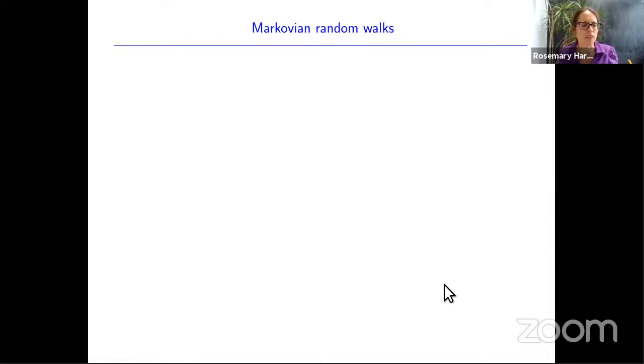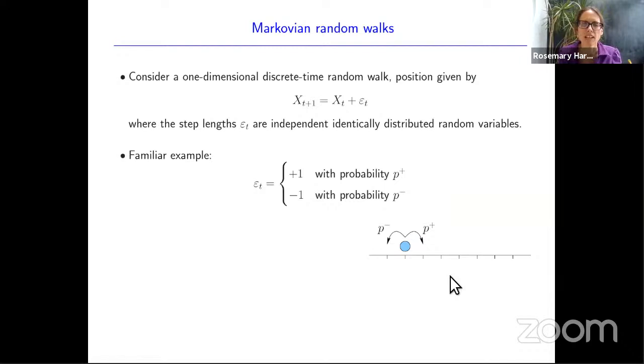So we're going to start very, very simple. So simple that we could almost be in this book, Statistical Physics for Babies. We're going to start by thinking about Markovian random walks. And perhaps the simplest kind is a Markovian random walk in one dimension and discrete time. So that means that we have the position at time t plus 1, which is just the position at time t, plus some step length or noise, where the step lengths are independent, identically distributed random variables.